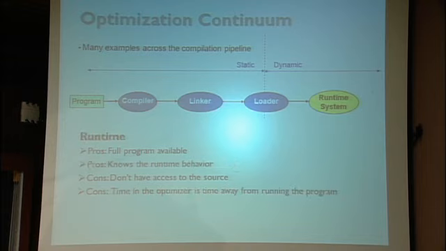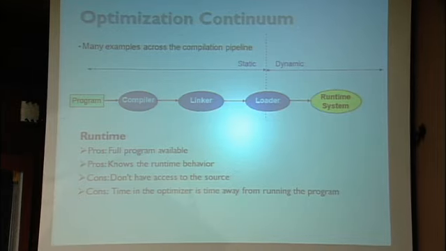And then of course you can do it at runtime. The thing about runtime is you have full knowledge of everything, it's great, but every clock cycle you spend optimizing is one clock cycle you take away from the program. So things like Java JIT compilers try to do minimal things or very fast things. They can't do a lot of complicated things because it's too expensive.